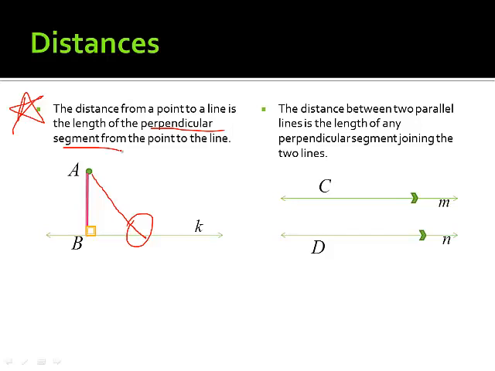Okay, the other thing is the distance between two parallel lines is going to be the length of any perpendicular segment joining the two lines. So again, you have to find the distance, and it has to be a perpendicular segment. So it cannot be, for example, a random point here and then a random point here, and then you measure from here to here. That's measuring a distance, but it's not measuring the distance from line M to N. It has to be the perpendicular segment.